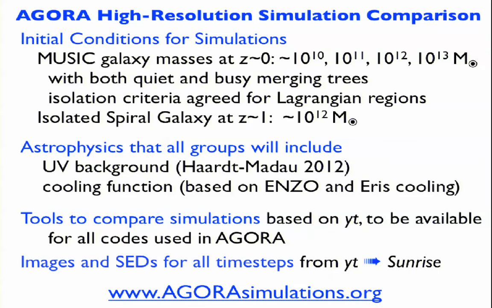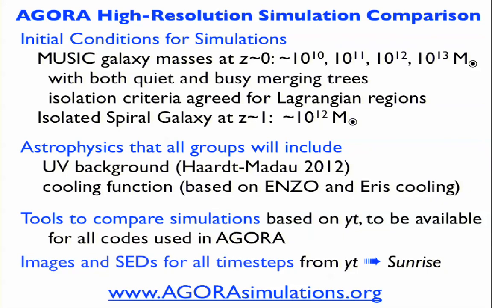So for initial conditions for the simulations, we use Oliver Hahn's and Tom Abel's MUSIC program, which can generate the initial conditions for every code, and also an isolated spiral galaxy created by Agertz and Teyssier, so that everybody can tune up their codes on a low redshift galaxy, and not have to wait for these big simulations to get down to low redshift. So same UV background, same cooling function, and all of the codes can be analyzed using the yt package, which is a beautiful analysis tool that can also do beautiful visualizations.